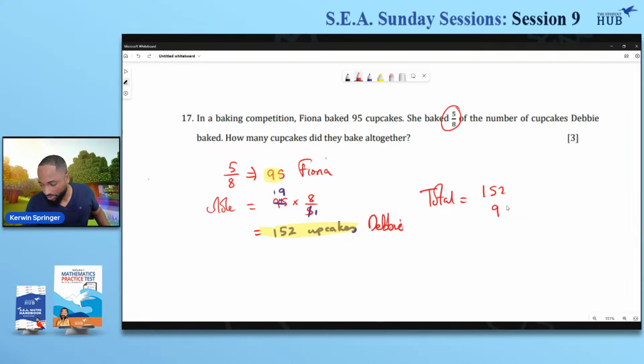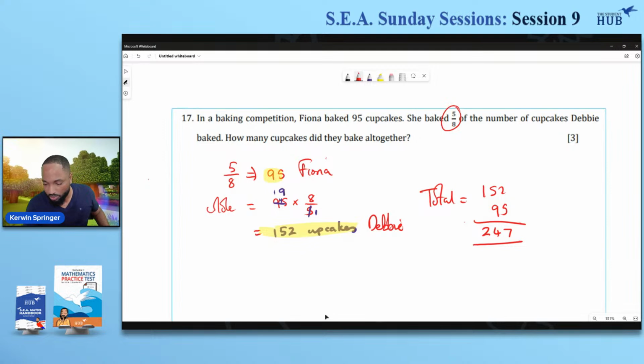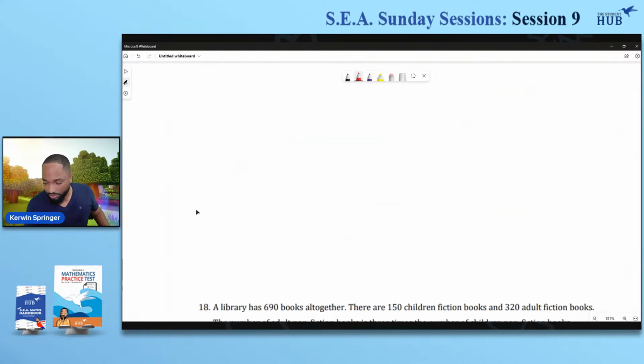152 plus 95. So that'll be 7 for 247 cupcakes. Okay. Didn't need to even pull out my whole block diagram thing. 247 went down good. Alright.